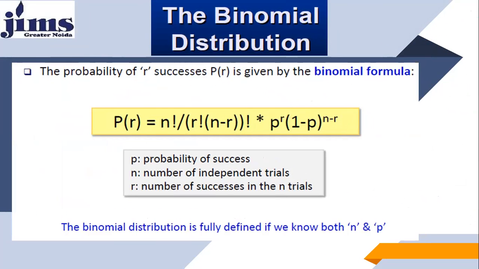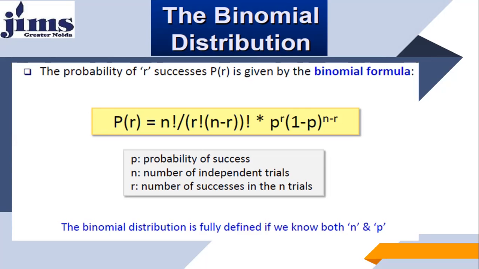Now, mathematically, how do you calculate the probability of success? This is the final mathematical expression for that. The probability of r successes, where r is the number of successes out of n, is given by the following binomial formula. This is the binomial formula in the binomial distribution. P(r) is the probability of your success.